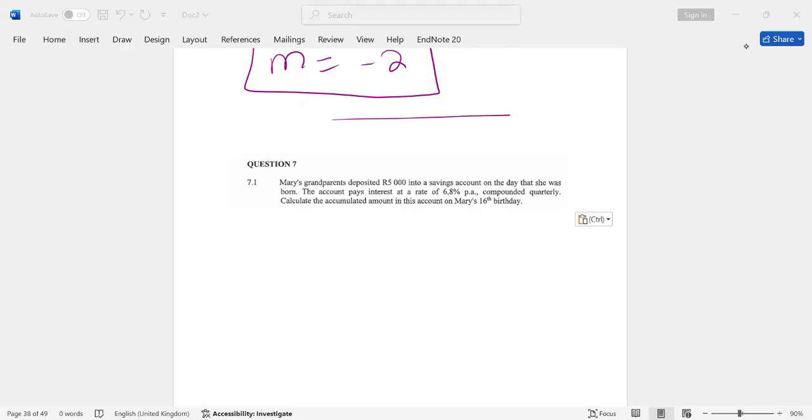Question number 7, 7.1. Maria's grandparents deposited R5,000 into a savings account on the day that she was born. The account pays interest at the rate of 6.8% per annum, compounded quarterly. Calculate the accumulated amount in this account on Maria's 16th birthday. Okay, so we have to solve this. This is a standard compound interest problem.